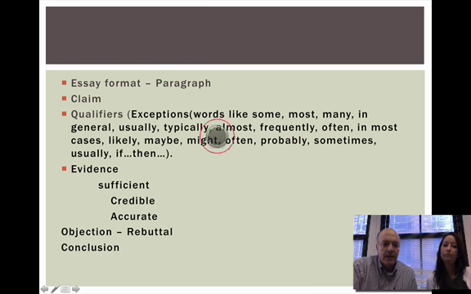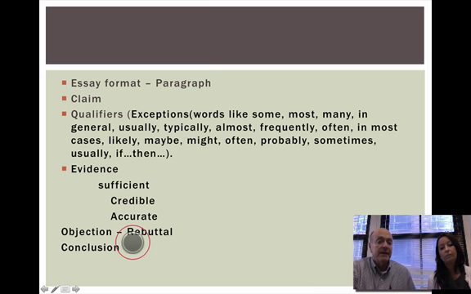Here's another way of looking at an argument essay. So it's in paragraph form. You have a claim. You might write qualifiers, most, all, many, and then you're going to have evidence. And the rule for evidence is it's sufficient, credible, and accurate. Then again, you would have a counter argument or rebuttal and a conclusion. Exactly.